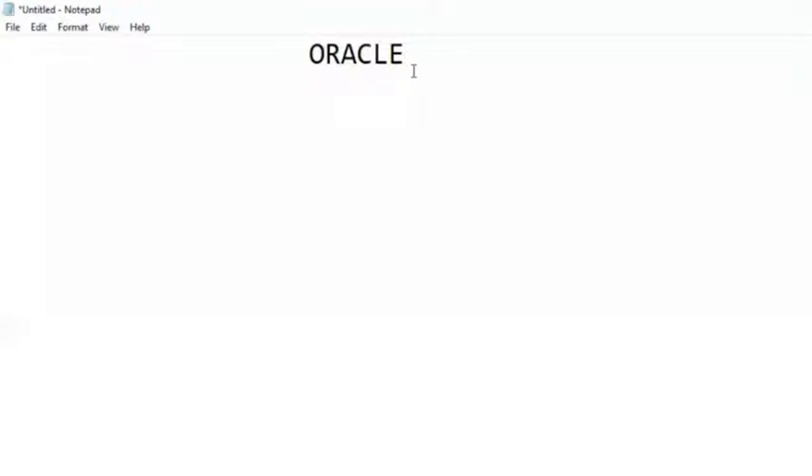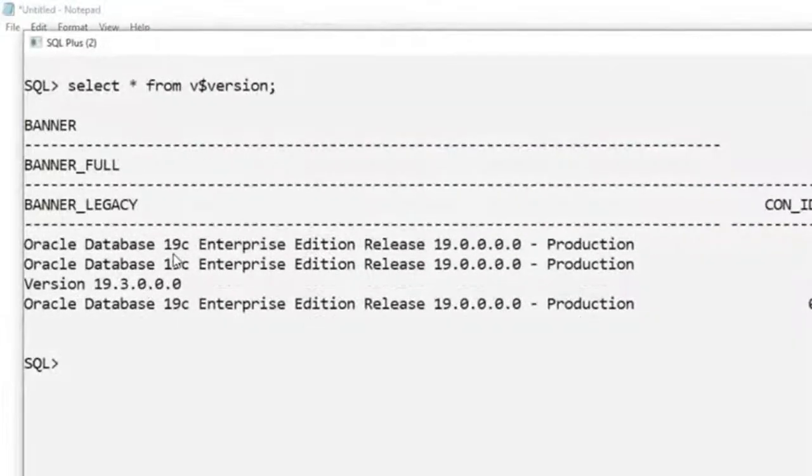Oracle 1.0, 2.0, 3.0, 4.0, 5.0, 6.0, 6.1, 5.1 also there. And now 7.0, 7.1, 7.2, 7.3, 8.0, 8.1.5, 8.1.6, 8.1.7. That is also called 8i, then 9i, 10g, 11g, 12c, 18c, 19c, and the latest one, 21c. But in our class, this software is available, 19c, we are learning only.